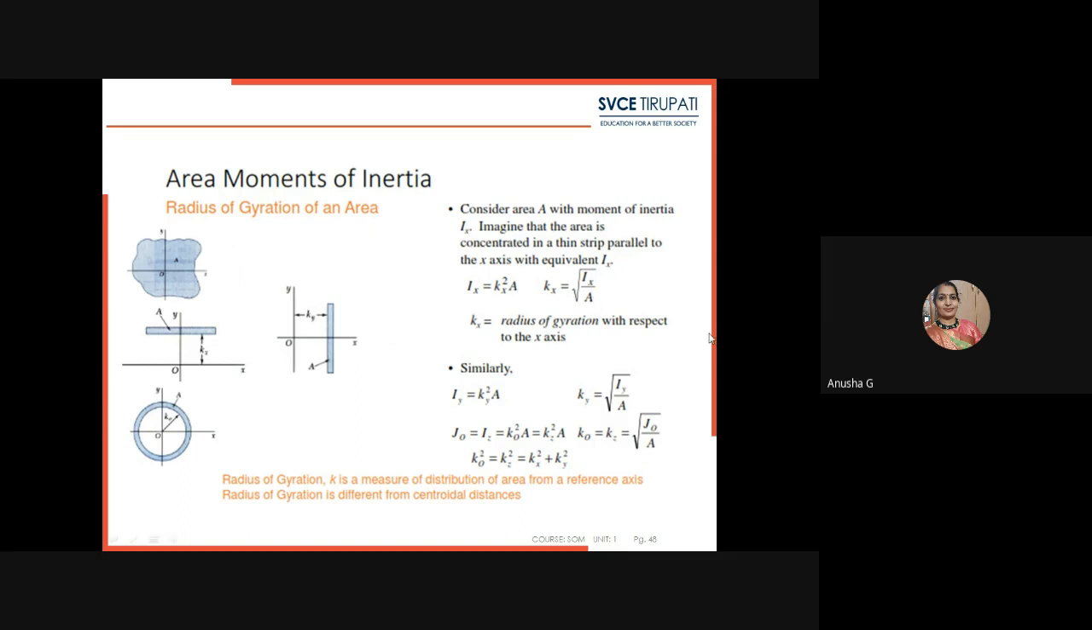By using the formula, we can find the radius of gyration in the x direction, similarly in the y direction. You can observe here, K equals square root of I by A. This is the main important formula for the radius of gyration. Next, the radius of gyration K is a measure of the distribution of area from a reference axis. That radius of gyration is different from the centroidal axis. If you take a strip in a rectangular form, the radius of gyration will change. If you take a square shape, the radius of gyration also will change. Depending upon the shape, the radius of gyration will change.